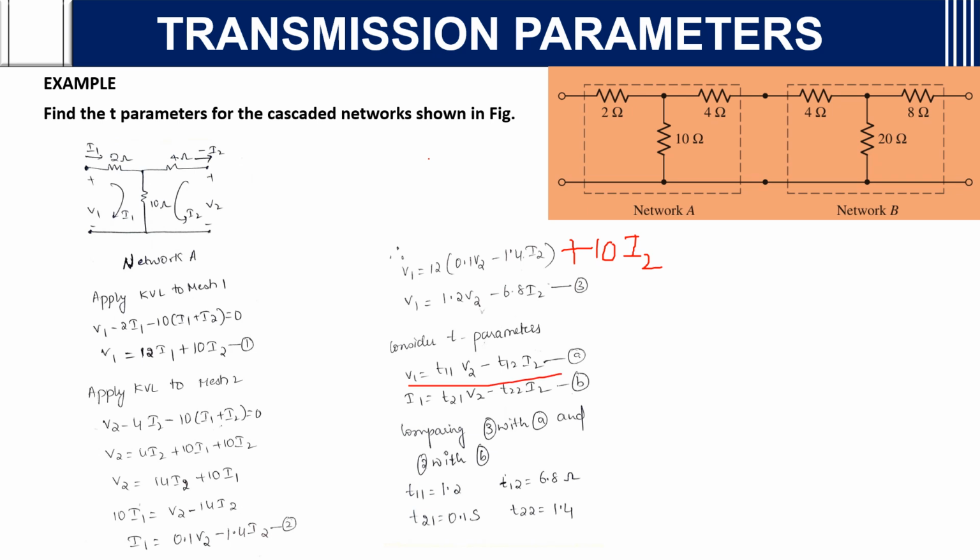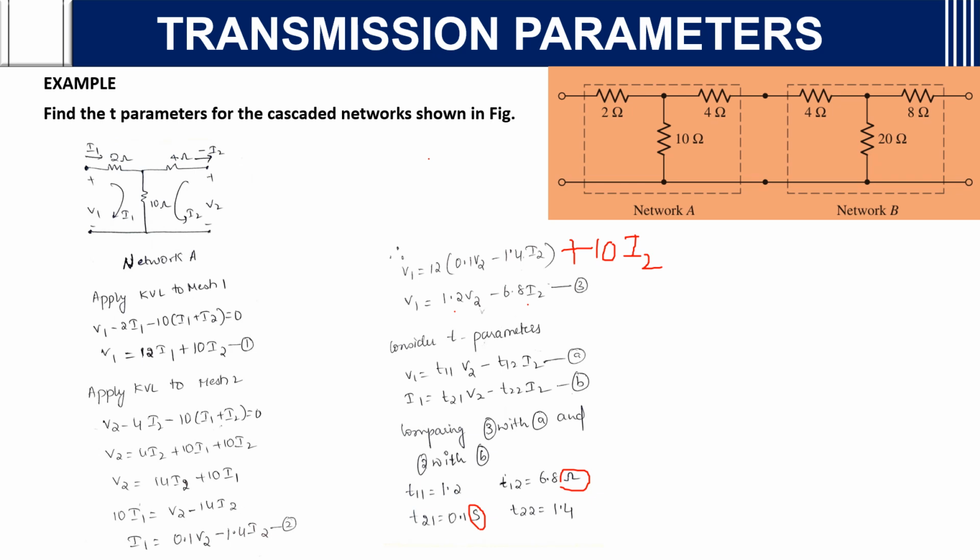Comparing these two equations, you will understand. V1 is equal to T11 V2 minus T12 I2, so T11 is 1.2 and T12 is 6.8. Then if you compare the I1 equation with this, T21 is 0.1 Siemens and T22 is 1.4. We can write the units as well: ohm, Siemens, and for some there is no unit.